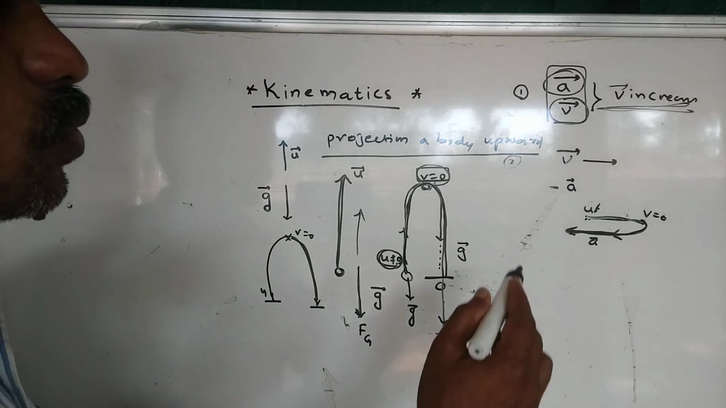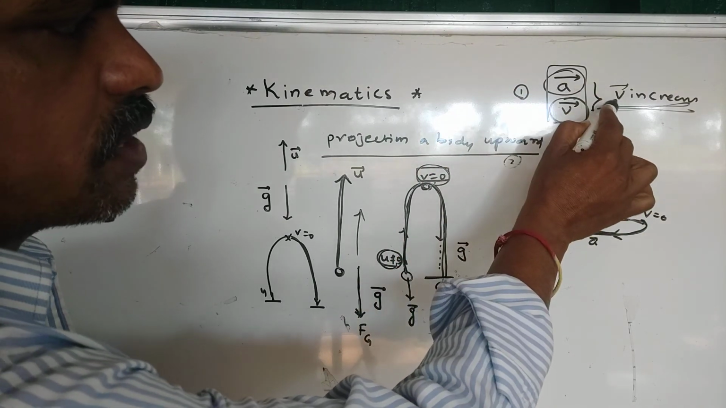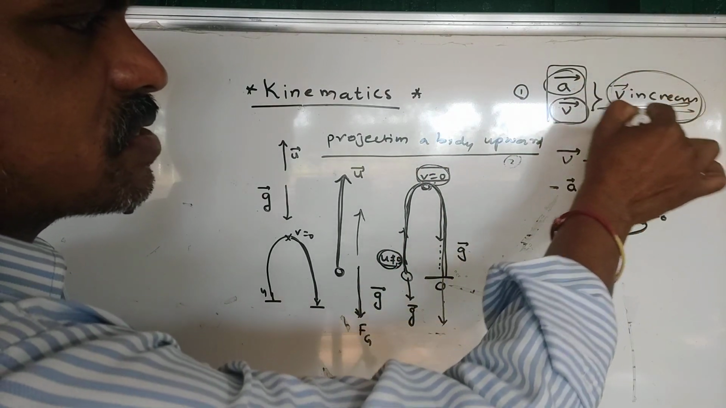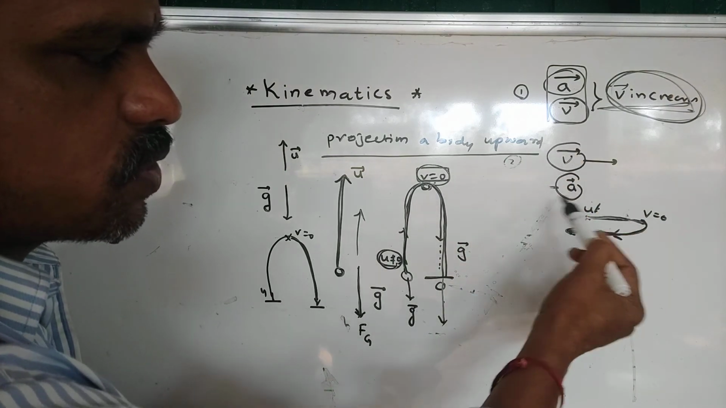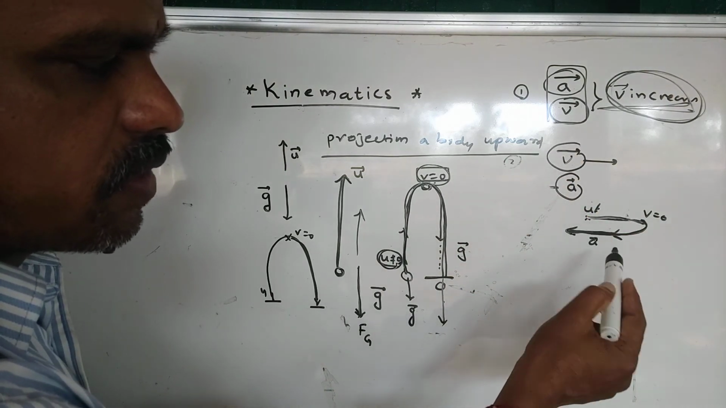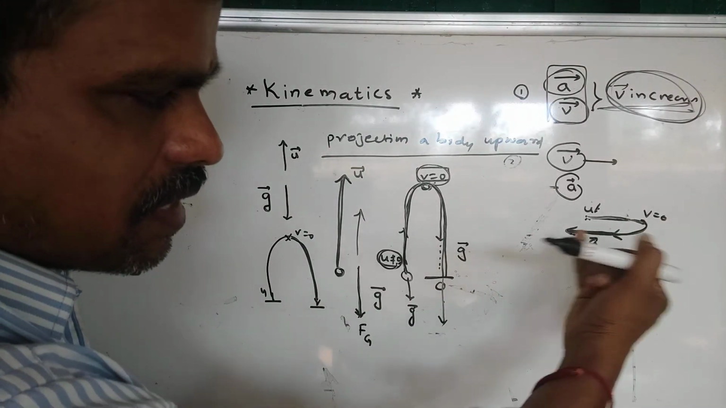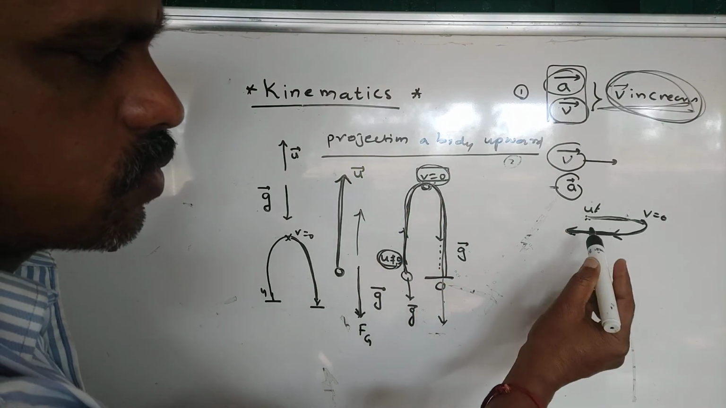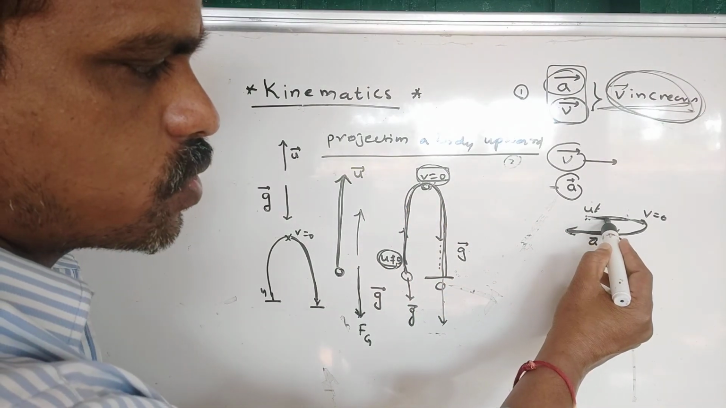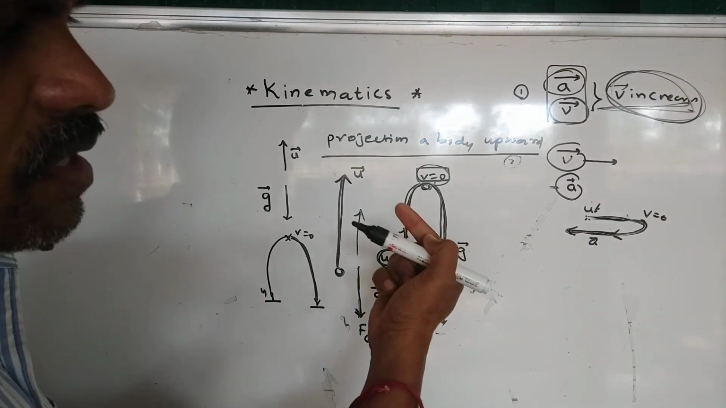So I discussed two cases here. When acceleration and velocity are both in the same direction, the particle velocity increases. In the second case, the velocity and acceleration are in opposite directions. Here the particle velocity goes to 0, then it is accelerated in the direction of acceleration. So in the second case, the body goes to rest, then returns back in the acceleration direction.